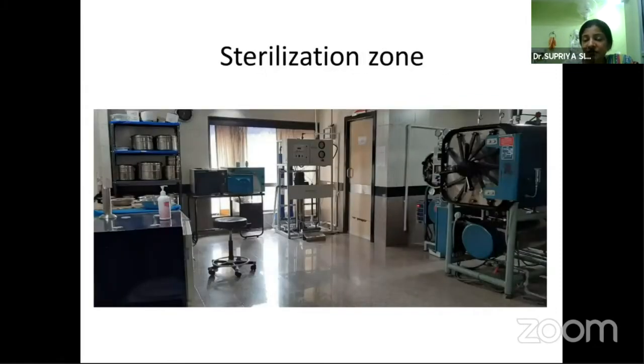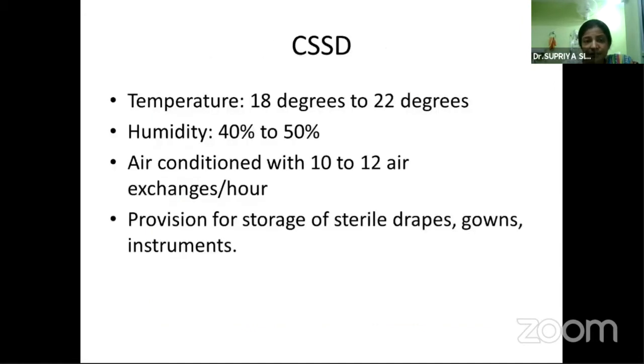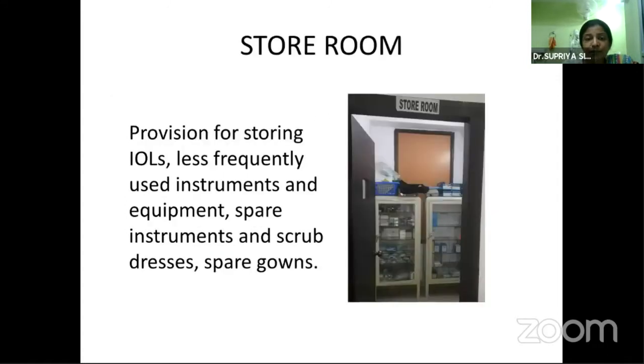Sterilization zone is the one where final packing and sterilization of the instruments is done. It should have positive air pressure. Sterile storage area lies just adjacent to the sterilization zone, and this area is used mainly for storage of sterile packs and other articles. These are the parameters which must be maintained in CSSD.